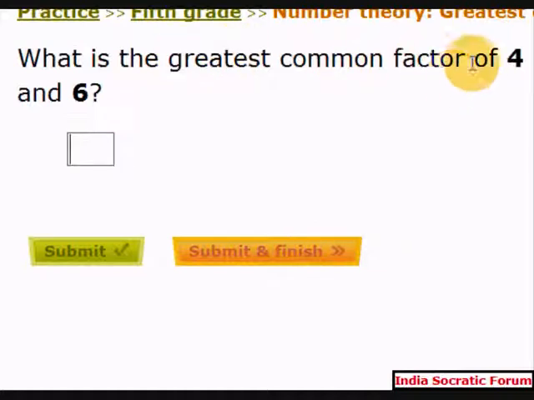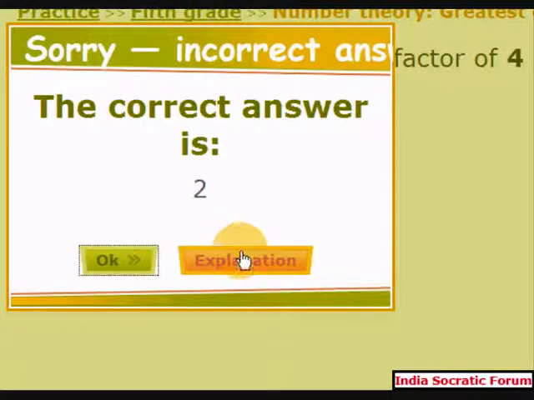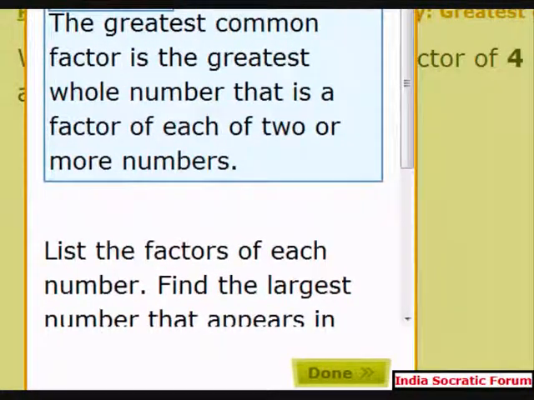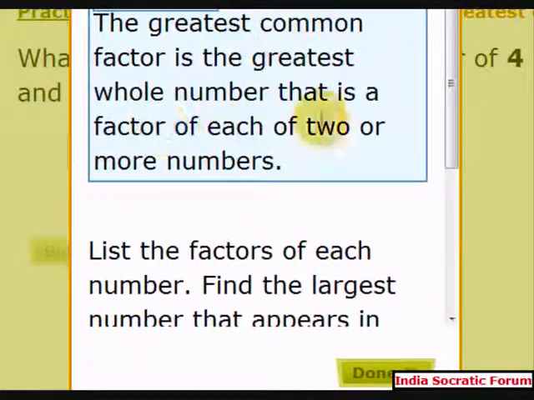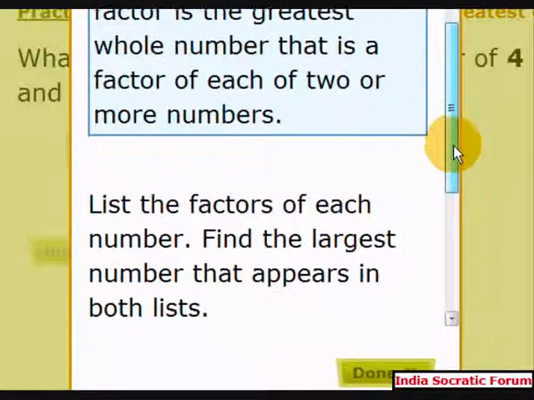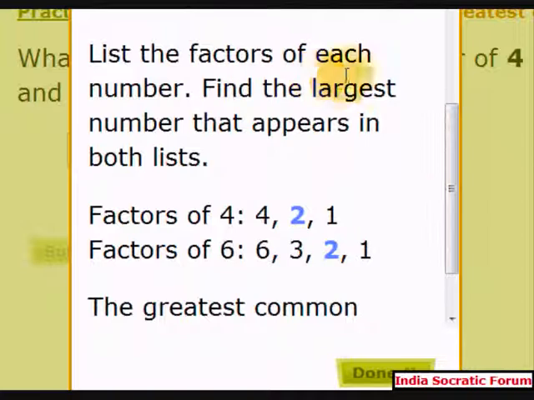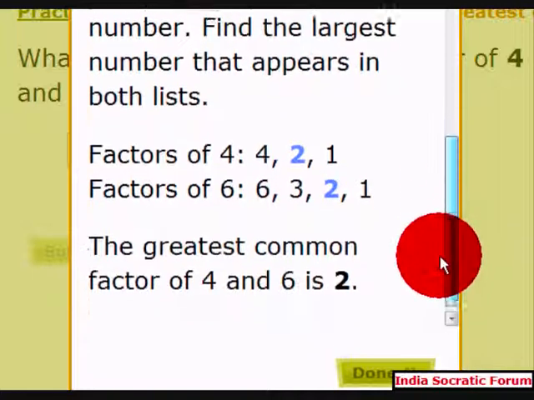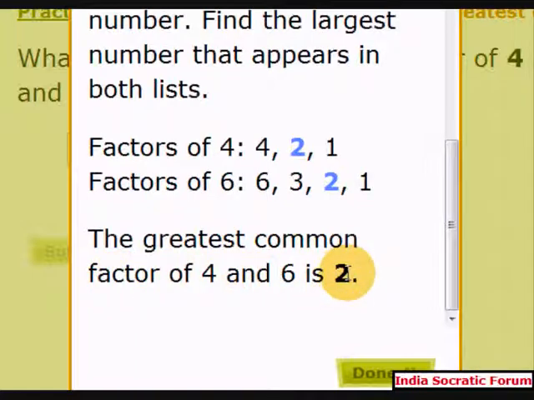What is the greatest common factor of 4 and 6? Pause the video and do it yourself. The answer is 2. Do you know why? The greatest common factor is the greatest whole number that is a factor of each of two or more numbers. List the factors of each number. Find the largest number that appears in both lists. Factors of 4 are 4, 2 and 1. Factors of 6 are 6, 3, 2, 1. Greatest common factor of 4 and 6 is 2. Good job.